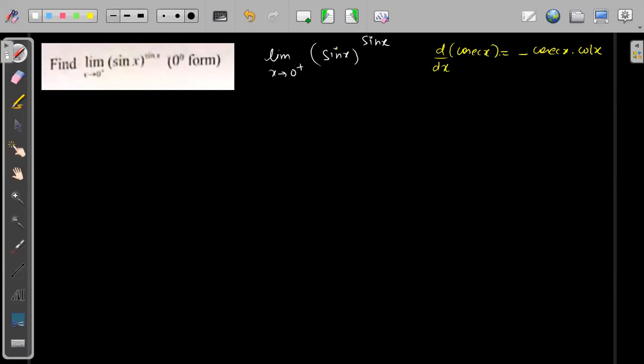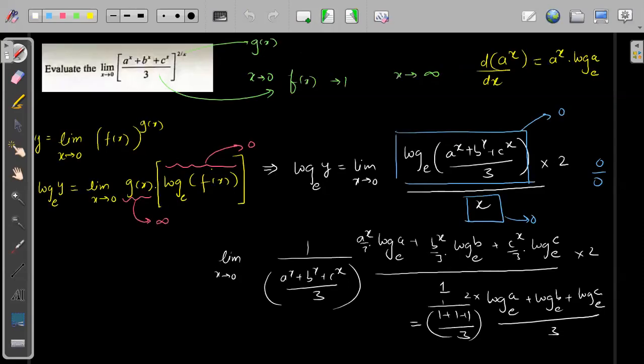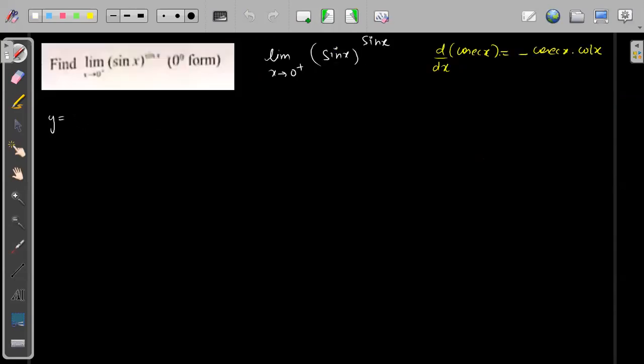See, again we will write it in the f(x) to the power g(x) form. I have written 4 different steps here, so now I can directly write the final step: e to the power limit of x tending to 0 plus of log sin x divided by, this will be sin x. As x tends to 0, log sin x tends to minus infinity, and this is tending to 0. So I can write sin x as 1 by sin x, which will tend to infinity.